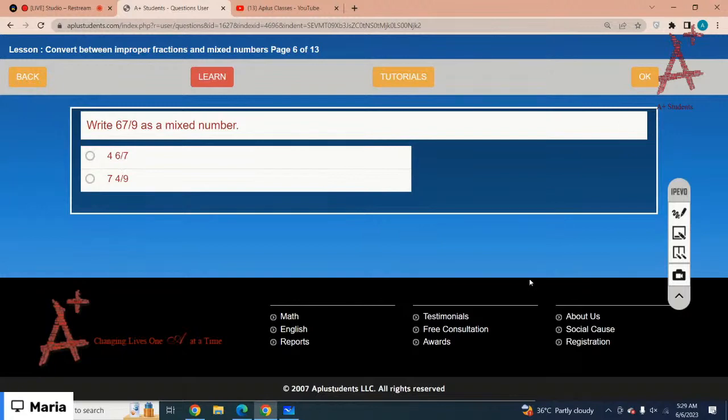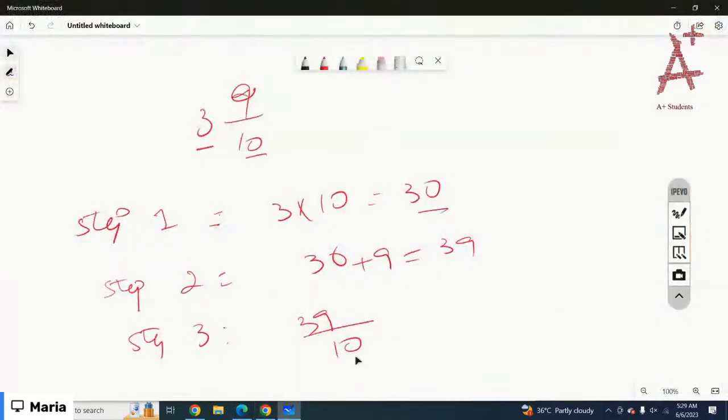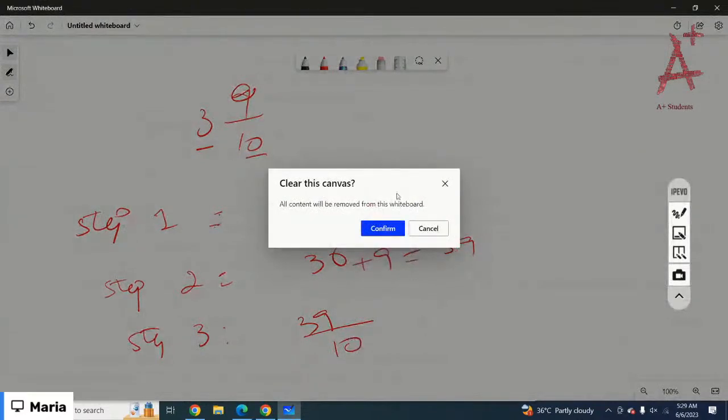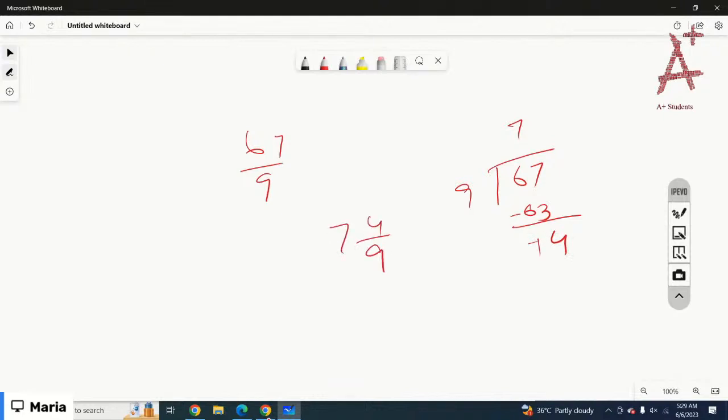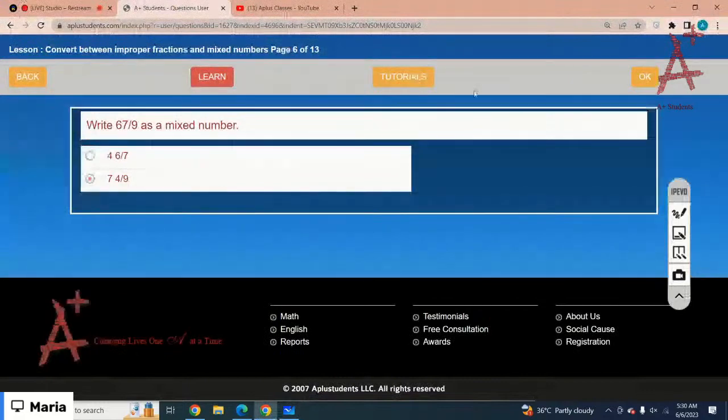Write 67 by 9 as a mixed number. So 67 by 9 means you have greater numerator than denominator. 67 over 9. You can divide 67 by 9. Got it? 9 times 7 is 63. 67 take away 63 is 4. So it would be 7 whole 4 over 9. That is whole number, that is numerator, that is denominator. Option number 2 is the correct option.